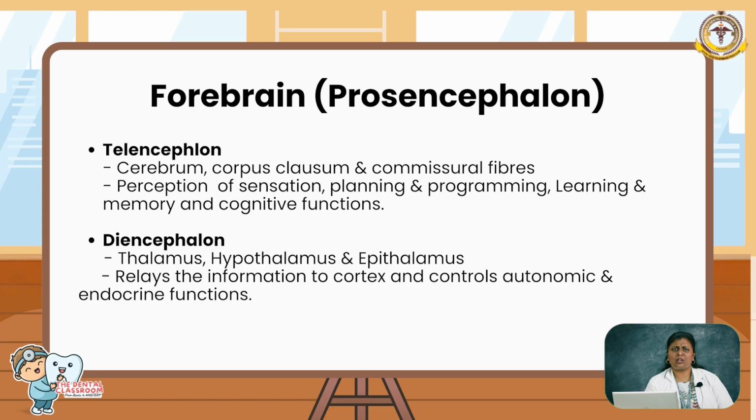So we'll see what are the parts of these three main structures, that is forebrain, prosencephalon. It has two different parts, that is the telencephalon and diencephalon. The telencephalon includes the cerebrum, that is the cerebral hemispheres, and corpus callosum. This helps in perception of all the sensations and planning and programming of all our movements or whatever thought processes. Everything is planned and programmed by this part only, and learning and memory are also helped by the telencephalon. So the telencephalon participates in perception of sensation, programming and planning, learning and memory.